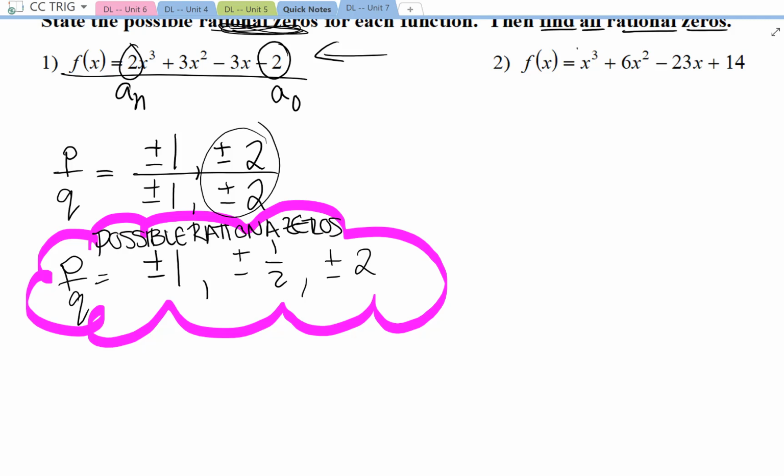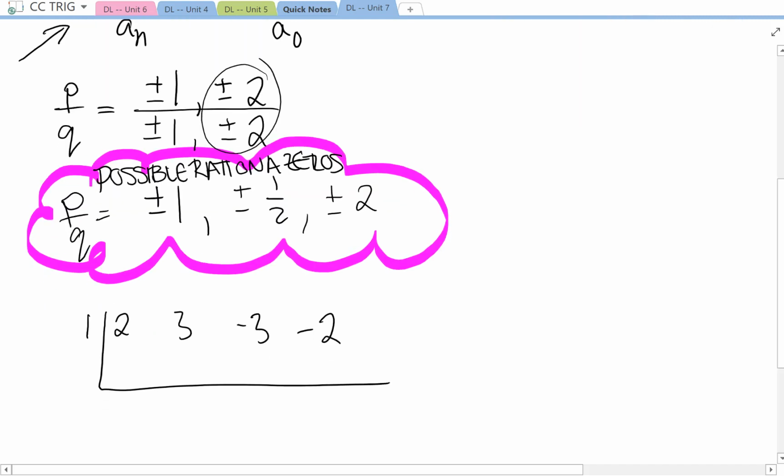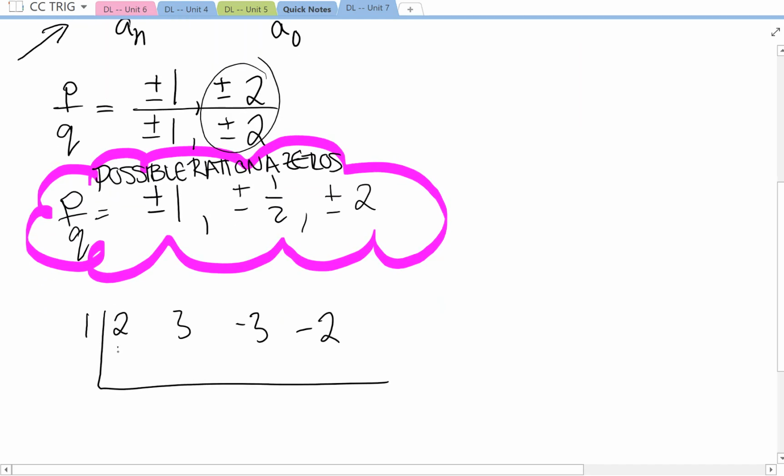In order to test them out to see which ones are actually zeros of this particular polynomial, we're going to use synthetic division. Start with the coefficients of the beginning polynomial, 2, 3, negative 3, negative 2. I'm going to divide by positive 1. See where that takes me.